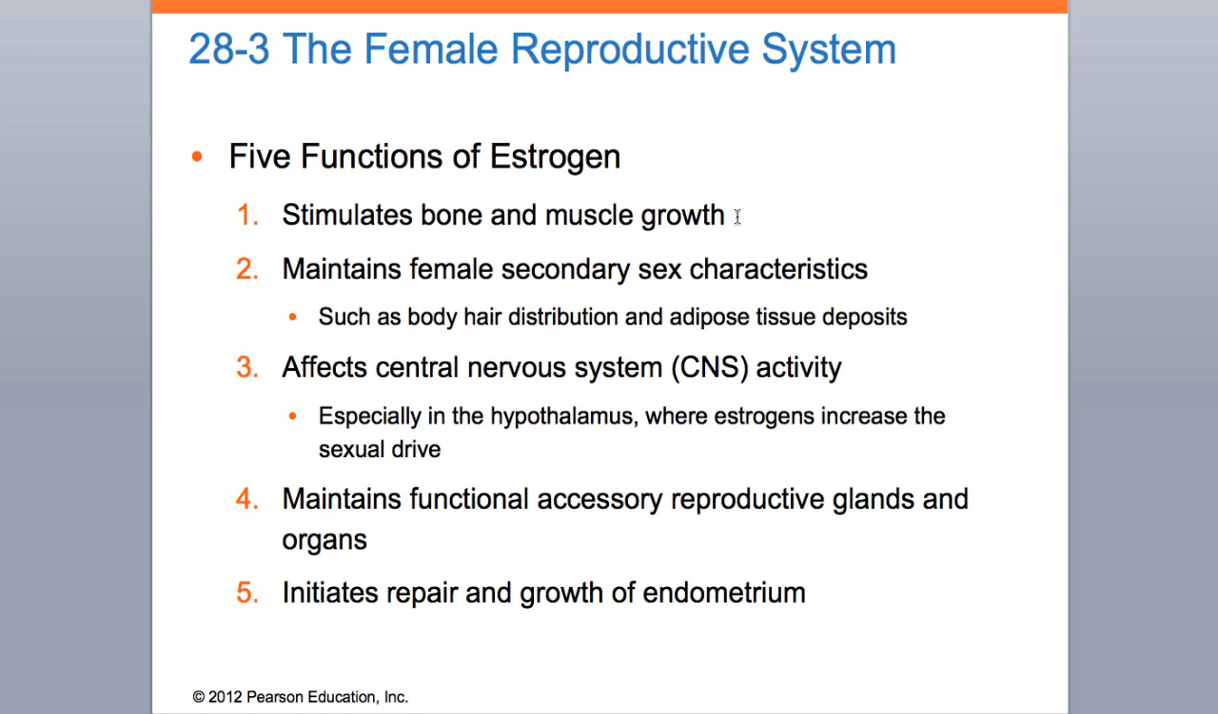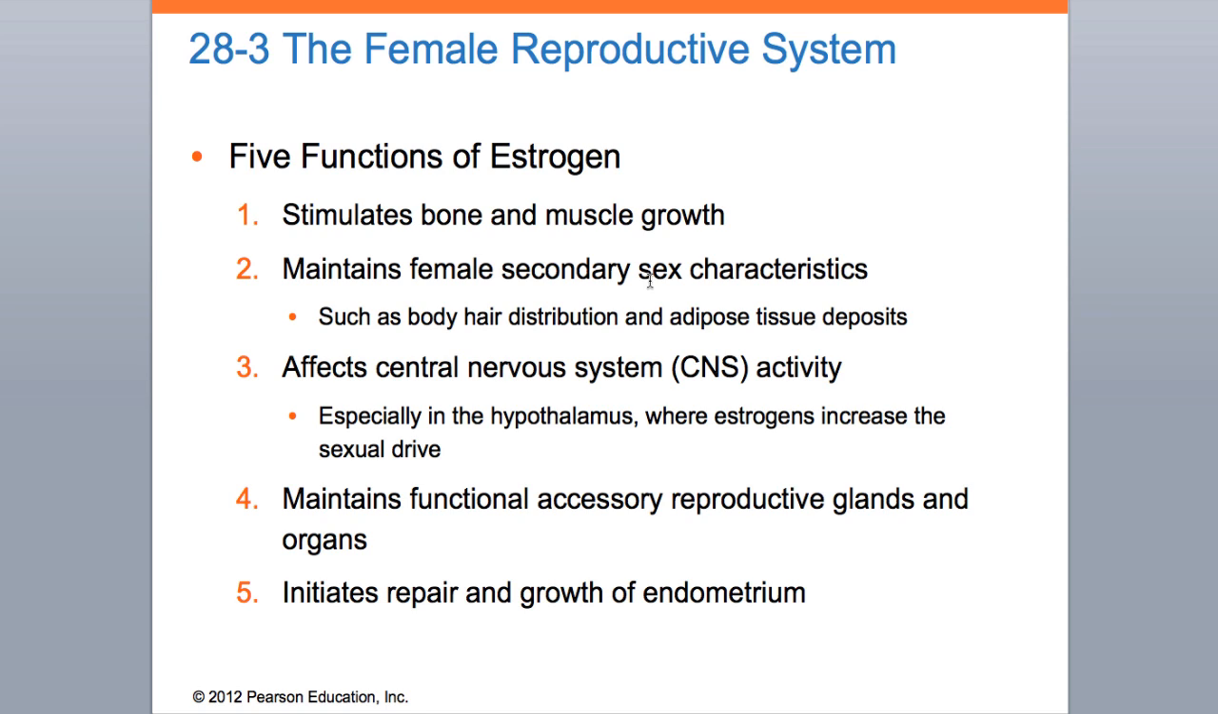Well, estrogen plays a role in bone retention. Hormone estrogen plays a role in bone retention. When estrogen goes bye-bye, calcium comes out of your bone. It also plays a role with muscle growth. Number two, maintains female secondary characteristics such as body hair and adipose tissue. So if females have more testosterone, they start getting all that hairy face. And the way their body adipose tissue deposits right around their thighs and their buttocks, that's all because of estrogen.